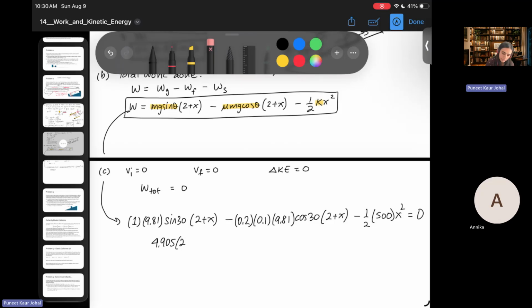Are you solving the bracket itself, or just the other part, like the front of the bracket? Well, I was saying 4.905 times 2 plus x is 9.81 plus 4.905x. Okay, yeah, makes sense. Oh, actually, this is not 0.1. This is just 1. So the mass is 1, right? Yeah.